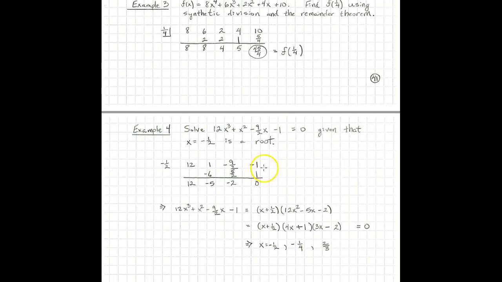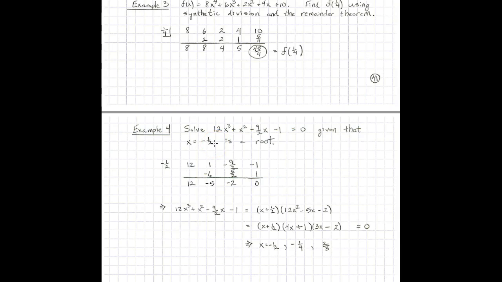All right, now let's solve. In other words, this is saying find the roots of this cubic equation by solving 12x cubed plus x squared minus 9/2 x minus 1 equals 0. I'm trying to find the roots of f of x equals this guy. So I'm told that x equals minus 1/2 is a root.